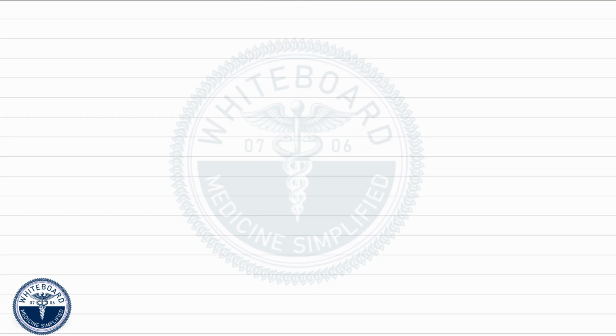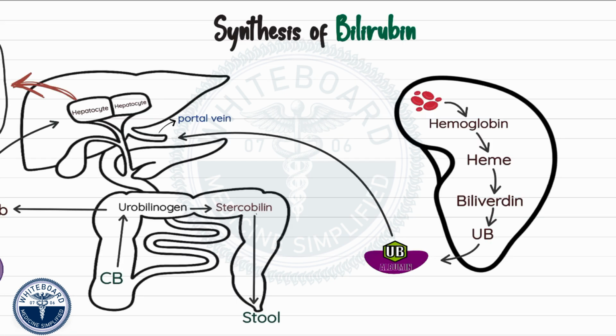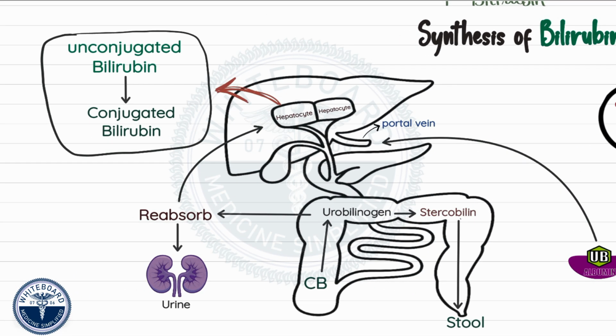Before we dive in, let's first briefly go through the synthesis of bilirubin, which we already discussed in the previous lecture. The senescent RBCs are phagocytosed and release heme. The heme, by the action of heme oxygenase, is converted into biliverdin, then to unconjugated bilirubin. As unconjugated bilirubin is lipid soluble, with the help of albumin it is transported to the liver. And in the liver, the hepatocytes take up the unconjugated bilirubin and convert it into conjugated bilirubin with the help of the enzyme UDP glucuronyl transferase, making it water soluble.